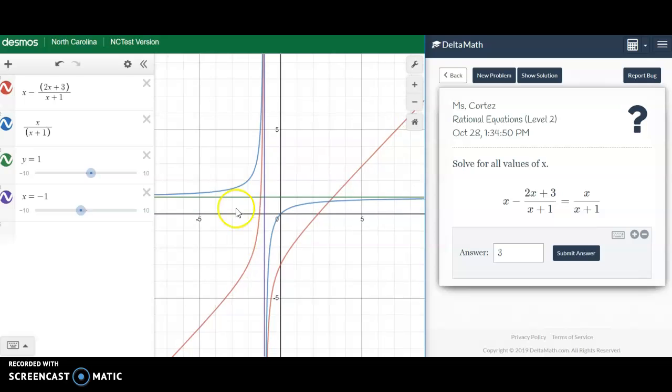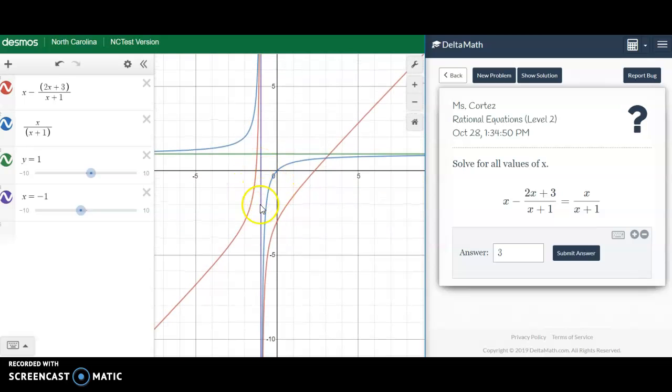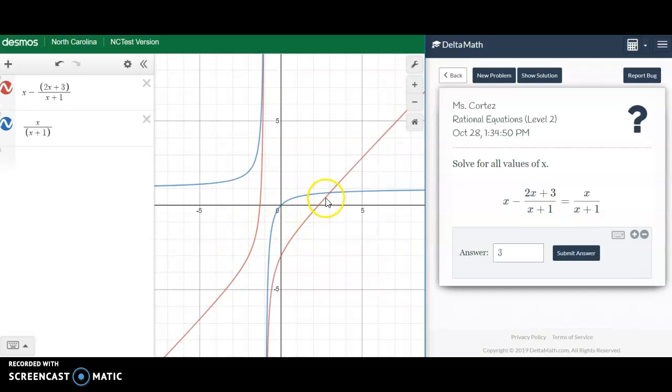We'll learn more about them later. But these two functions, the red one and the blue one, will not intersect because of the asymptotes. So just keep that in mind. There is no other solution but this one where they exactly intersect.